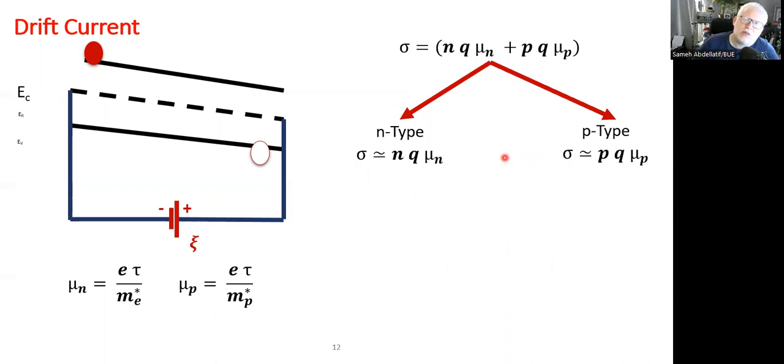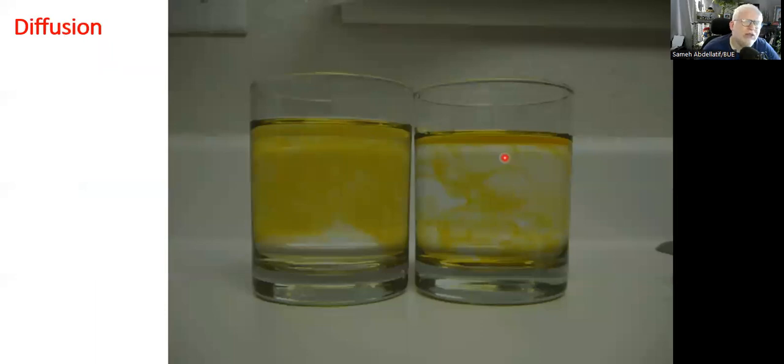This is one of the ways where you can push electrons or holes to move from one side to another. But there is another way, or another source of motion for carriers, or another source for carrier transport, which we call the diffusion current. What is a diffusion current?